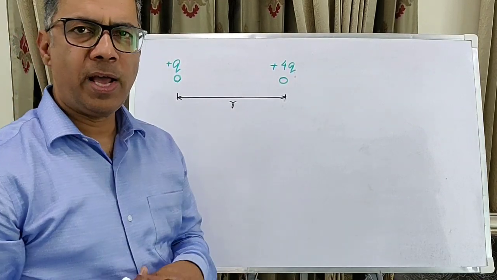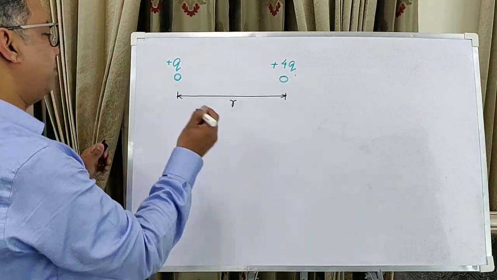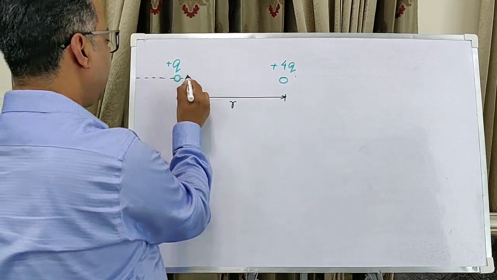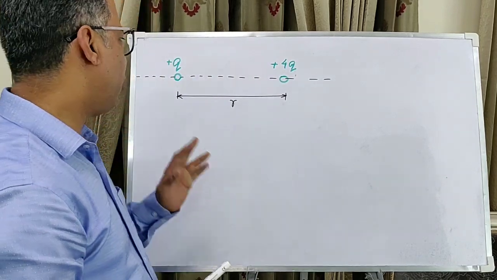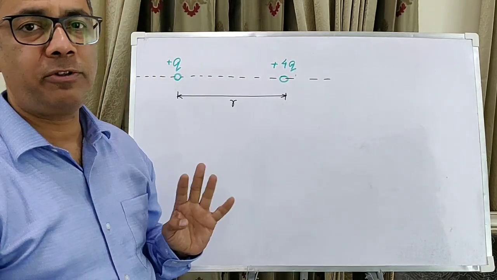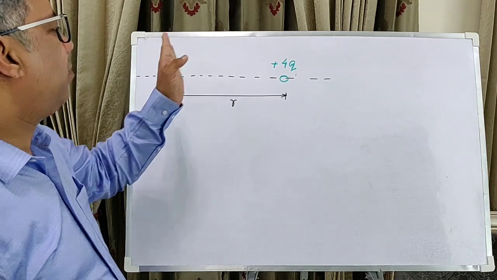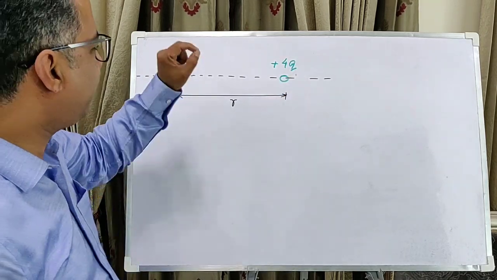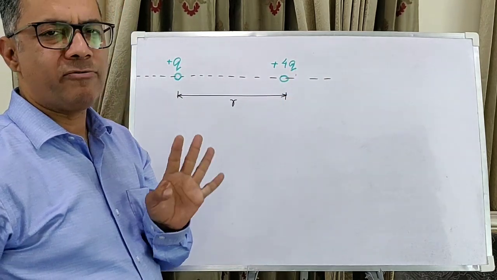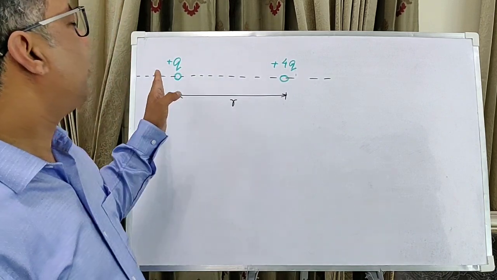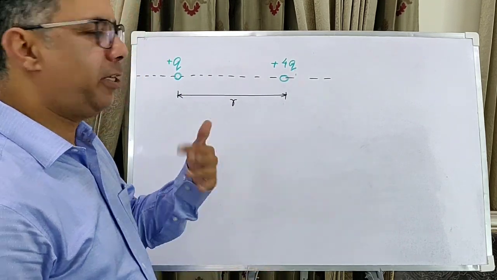and we now ask the question. The question says, where on the line joining them, this line here, where on this line should we place a third charged object so that the system of the three charges is in equilibrium. So we have a system of two charges already. We have to place a third charged particle somewhere on this line so that all three of them are in equilibrium. Now, since you already have two positive charges repelling each other, the third charge would have to be negative.